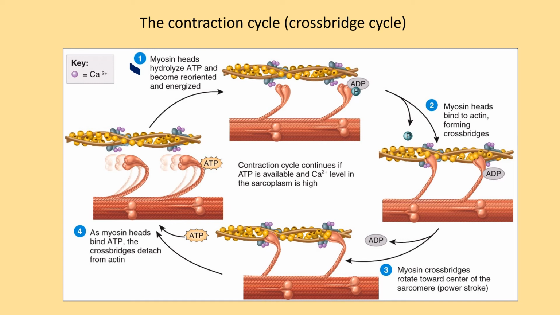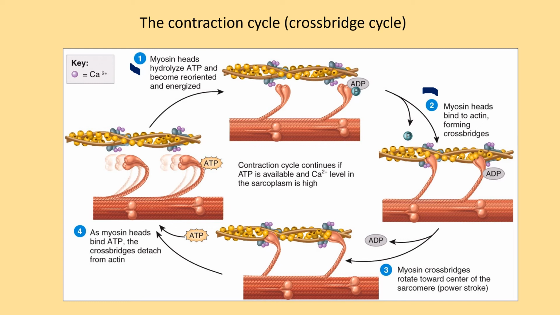The myosin heads hydrolyze ATP. That just means that they cleave ATP and energy is released. And that energy drives a shape change in the myosin head. So this myosin head goes from what's sometimes called the low energy position to the high energy position. All right, so we go from the low energy position to the high energy position, and now we're at step two. The myosin heads bind to actin, forming cross bridges.